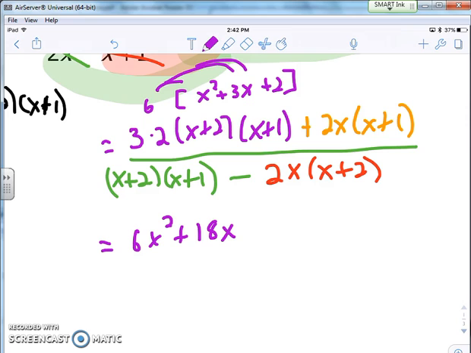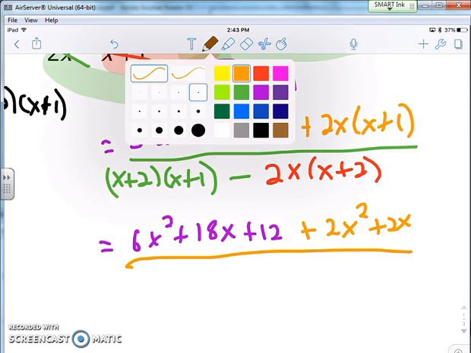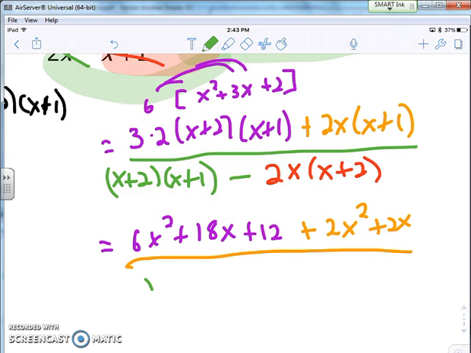18x plus 12. The orange will give us 2x squared plus 2x. Divisor bar, green, gives us x squared plus 3x plus 2. And we're going to distribute that negative.